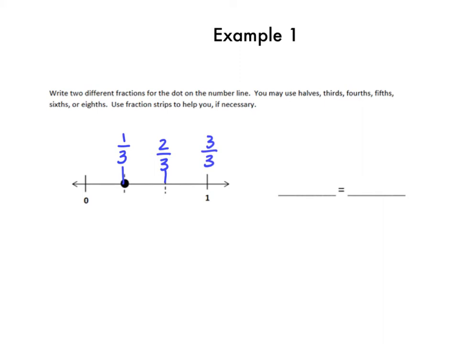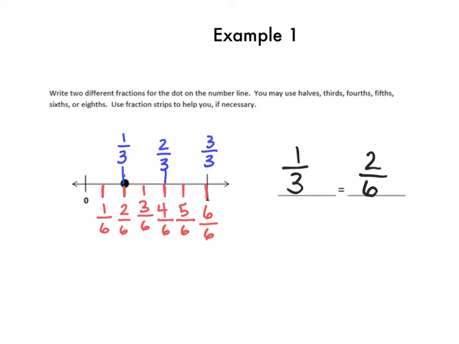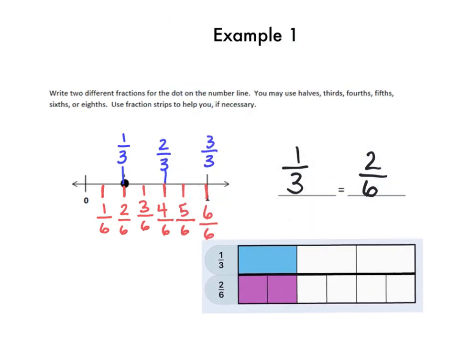Next, we will find sixths by breaking up the whole into 6 equal parts, each 1/6 of the whole. Let's label those fractions. 1/6, 2/6, we can see here that the 2 fractions that represent the dot on the number line is 1/3 and 2/6. 1/3 is equal to 2/6. Using fraction strips, we can see that 1/3 does equal 2/6.